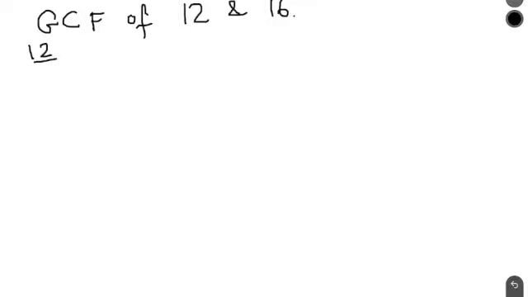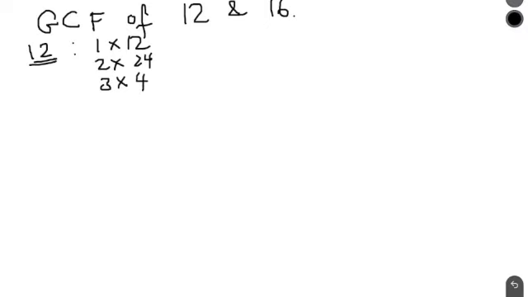In this example, we want to find the greatest common factor of 12 and 16. Okay, so the first step, we want to list all the factors of 12. So 12 has common factors. So the common factors would be the two numbers that when you multiply them would equal 12. Okay, so we have 1 times 12. We have 2 times 24.